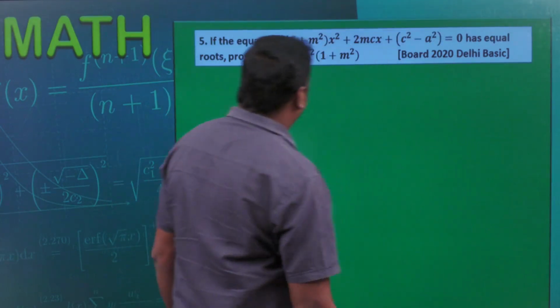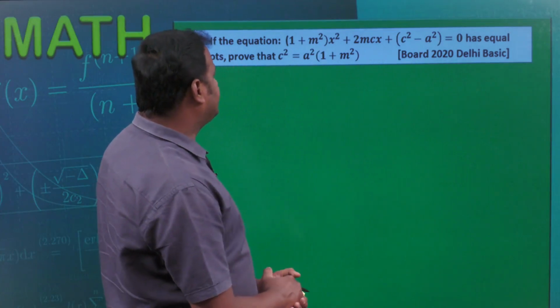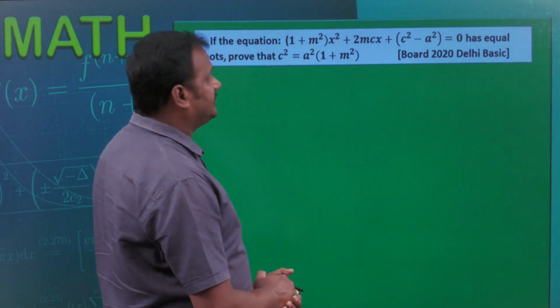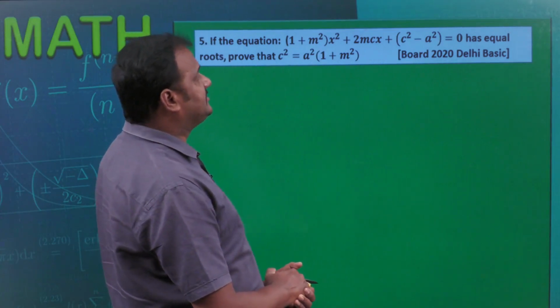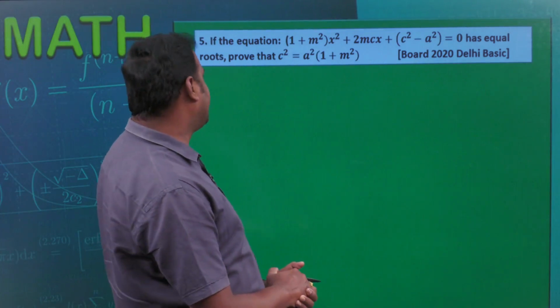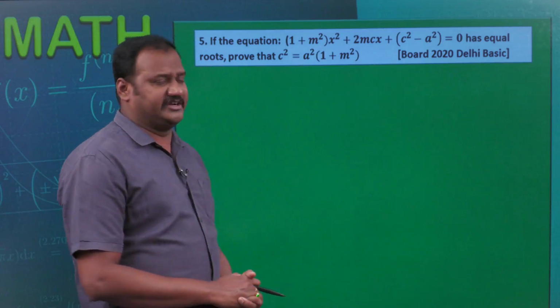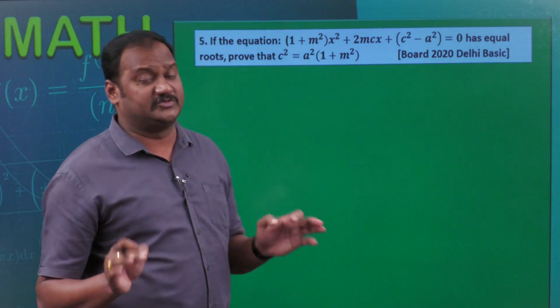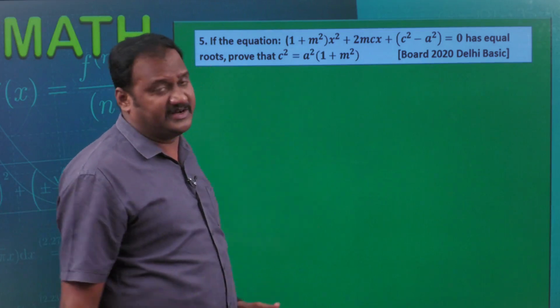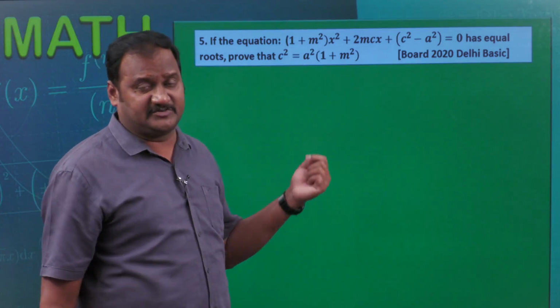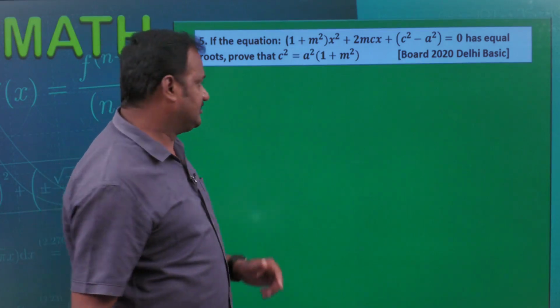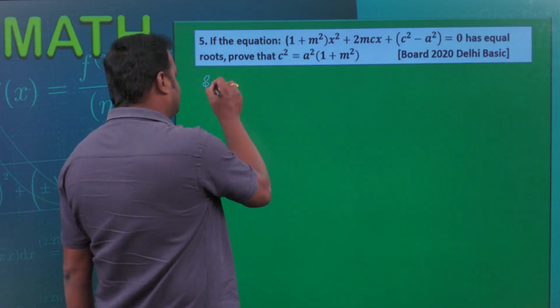Moving on to the next problem here. If the equation (1 plus m square) x square plus 2mcx plus c square minus a square equal to 0 has equal roots, then prove that c square equal to a square into (1 plus m square). This is one of the most important problems. This can come for 2 marks or for 3 marks, or sometimes this problem can come for even 5 marks also. So let us try to prove it.